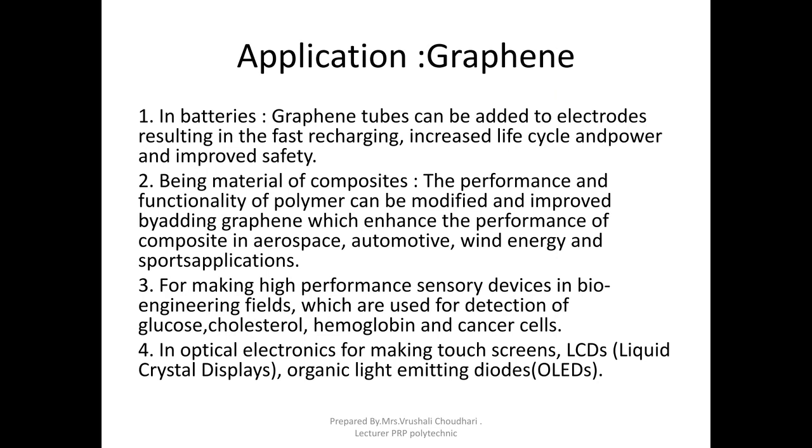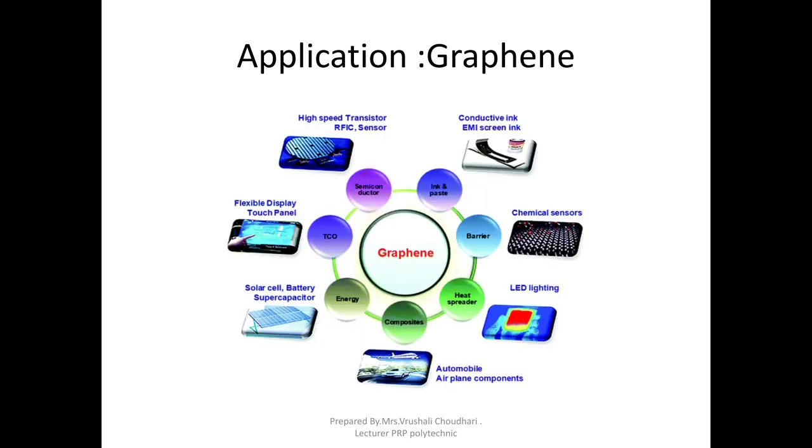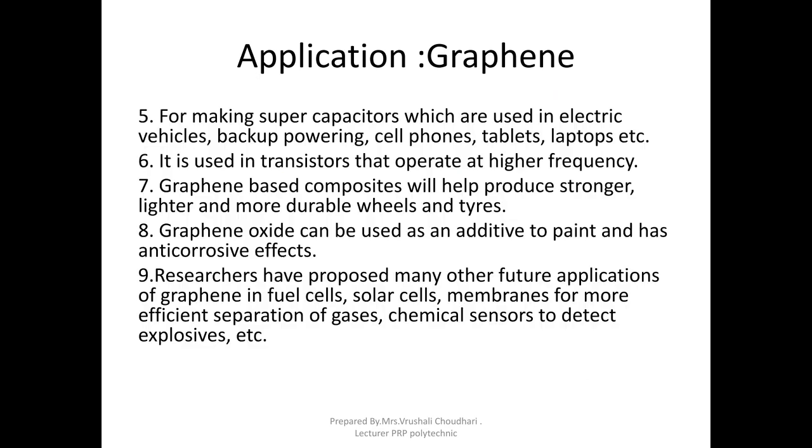In optical electronics, graphene is used for making touchscreens, LCDs, LEDs. These are the applications of graphene: high-speed transistors, conductive ink, chemical sensors, LED, automobile, solar cell, batteries, flexible display, touchscreen panels.